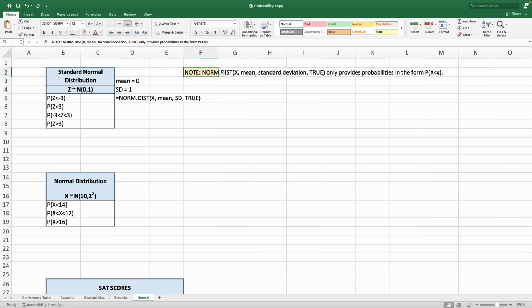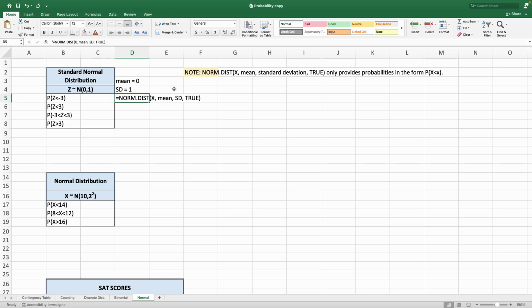So let's first note something, which is just that the norm.dist function only provides probabilities in the form of the probability of x less than some value. So that's going to be convenient here for these first two examples because we're already in that form. It's already z less than some value. And don't worry about the fact that I'm using x and z here. It doesn't matter. The letters are just placeholders. So let's go ahead and try this function out. So we want the probability that z is less than negative 3. So we're going to use this norm.dist function.